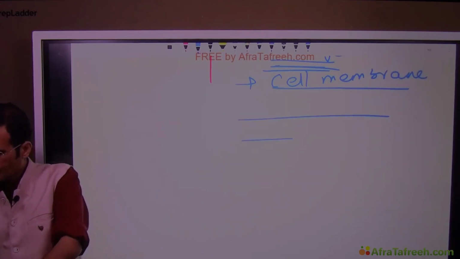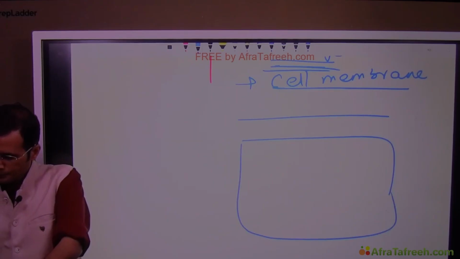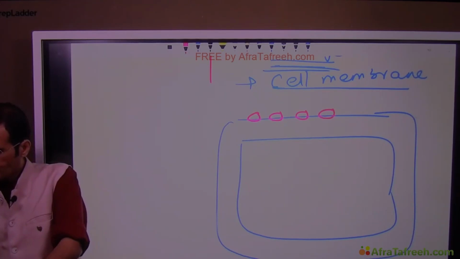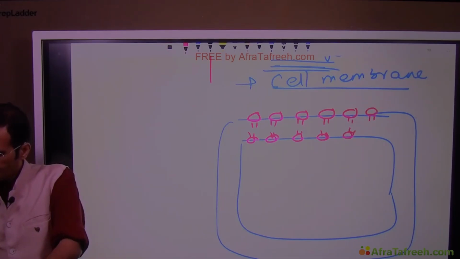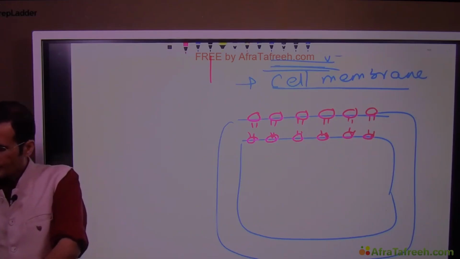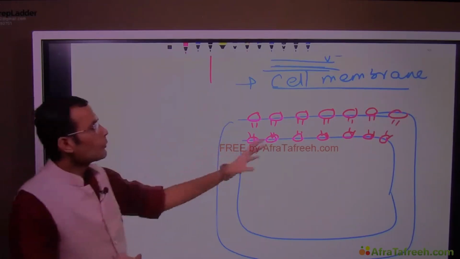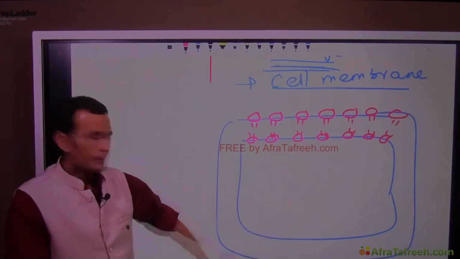So if we are talking about this cell membrane, there are two rows of lipid molecules. Their hydrophobic tails are pointed inward, as you can see, and the hydrophilic portion. So this is the cell membrane.